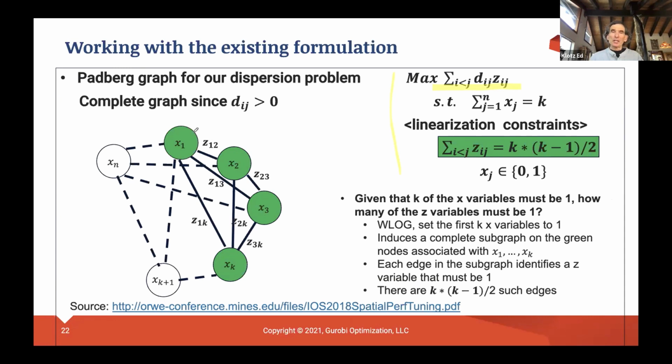And what happens is I've highlighted the x variables that we set to 1 as nodes in green, and this induces a complete subgraph in its own right. So the green nodes are a complete subgraph, and therefore, given that each edge is associated with one of these z variables, all we need to do is count up the edges in this subgraph. And that's a straightforward algebraic exercise, and the answer is precisely k times k minus 1 over 2, the right-hand side in this cut.